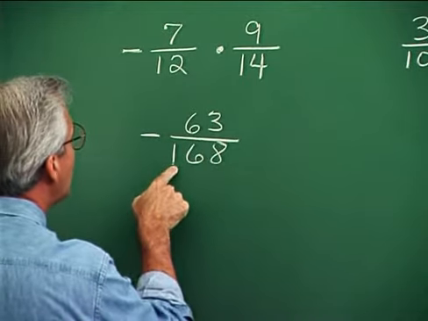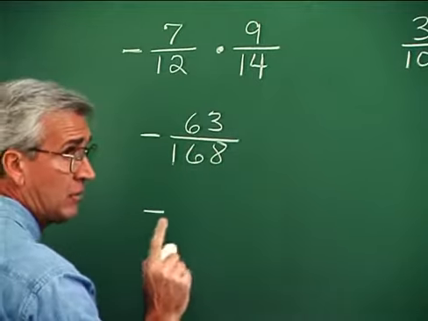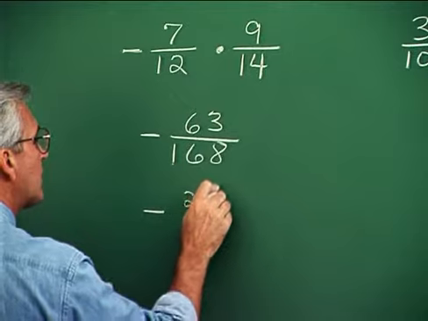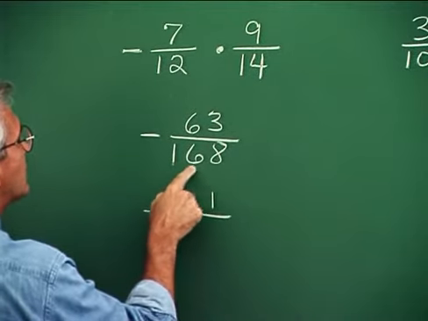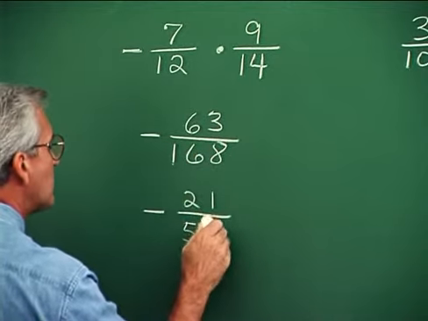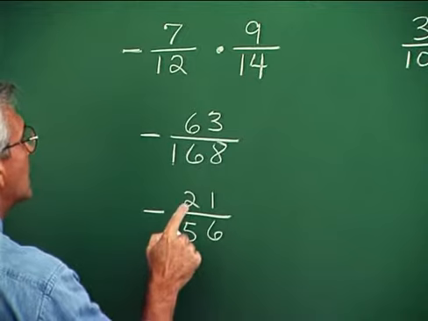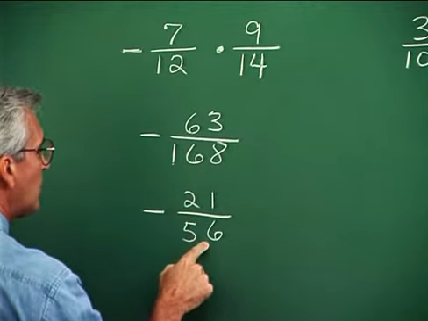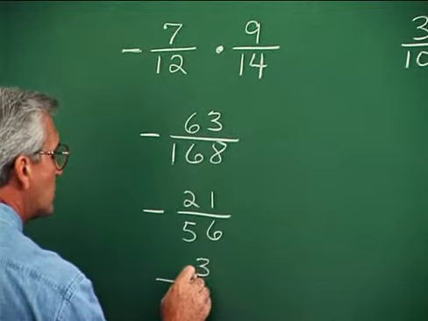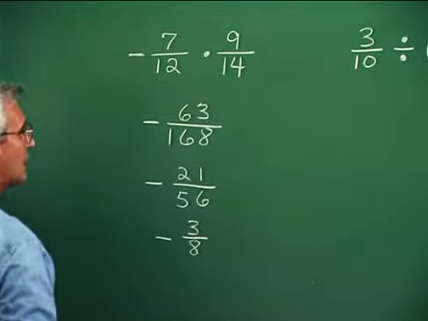Let's see, 8 and 1, 9, 9 and 6, 15. 3 goes into 15, so 3 goes into that number. So 3 will divide both numerator and denominator. 3 into 6 goes 2, 3 into 3, 1. Let's see, 3 into 16 goes 5 with 1 left over. 3 into 18 goes 6. And let's see, I think maybe 7 goes into both numerator and denominator at this point. 7 into 21 goes 3. 7 into 56 goes 8. So we get negative 3/8.